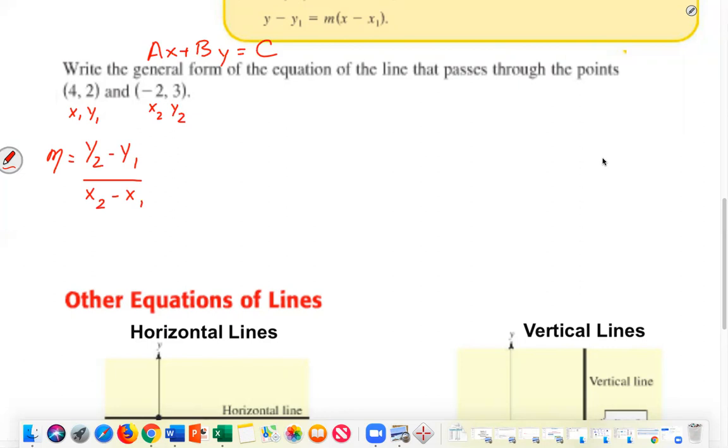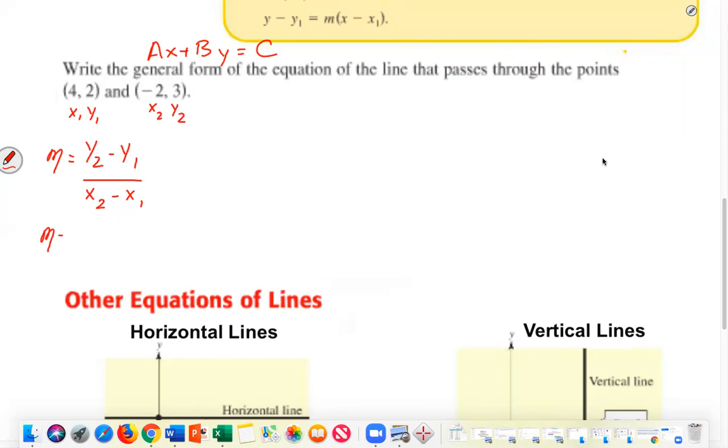Justin, do you remember the next step? You have to find the y-intercept. What was the question? What's my next step? For this problem. You have to plug in the points. Yeah, substitute. So let's go ahead and substitute.